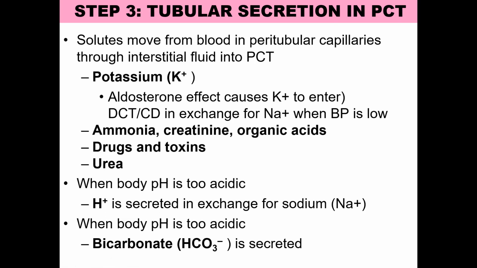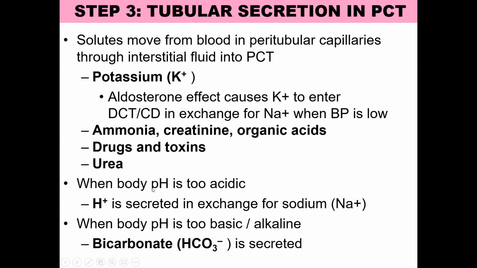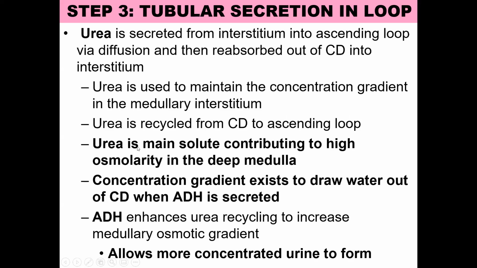Also, we're going to see the body pH is too acidic. We secrete hydrogen ion in exchange for sodium when pH is, oops, hold on, I messed that up. Let me fix this. Okay, so I fixed that. So when the pH is too acidic, the pH is too low, we secrete the acid, hydrogen ion. When body pH is too basic or alkaline, we secrete bicarbonate to lower the pH of the body. In the next chapter, we'll look at acid-base balance in more depth.